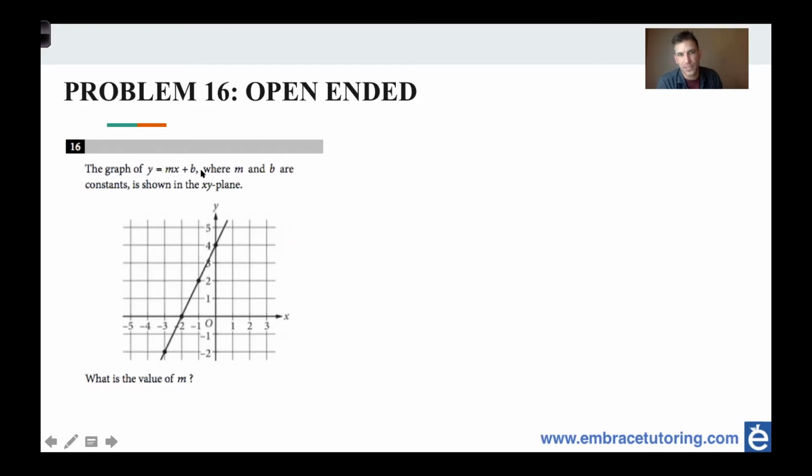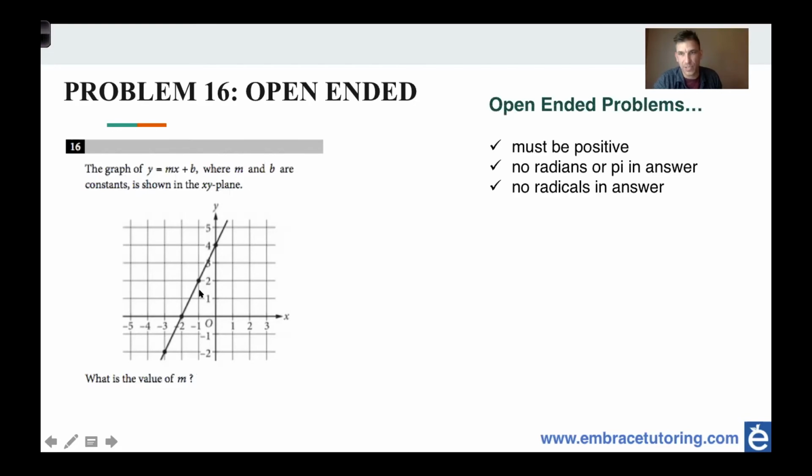The graph of y equals mx plus b, where m and b are constants, is shown in the xy plane. What is the value of m? Remember, whenever they're giving you this line here, this line is straight, that's a y equals mx plus b. Pay attention to the fact that whenever you have open-ended problems, they must be positive. There's no radians or pi in your answer, and there's no radicals within your answer. Remember, you can't bubble those in. So that should help to guide you a little bit.